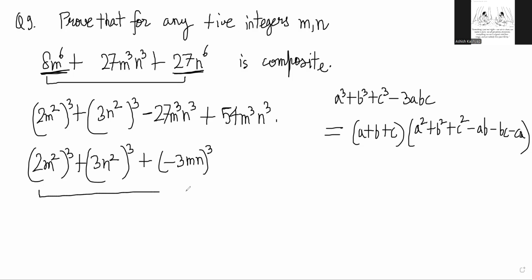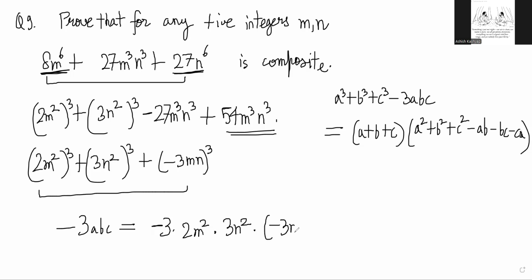And now I have three cubes, a cube, b cube, c cube. I need to check whether the minus 3abc term fits this or not. If it doesn't fit, then this is not going to work. So let's check this. Minus 3. A is what? 2m square. B is 3n square. And C is minus 3mn. So we are getting 3 into 3 into 3, 27 into 2, 54, which is going to be the positive sign, 54 m cube n cube.